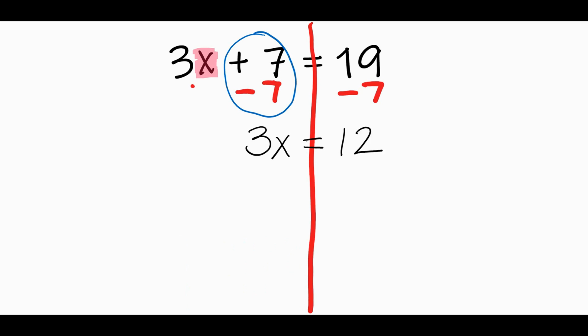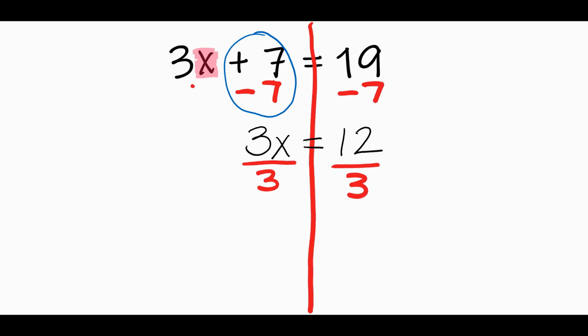And now we look at our x, and when a number and a variable are written right next to each other like this, it means they are being multiplied. We have 3 times x. So the opposite of multiplying by 3 is divide by 3. And we have to do it to both sides.